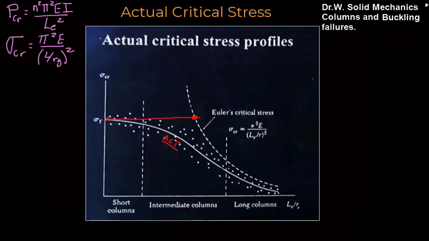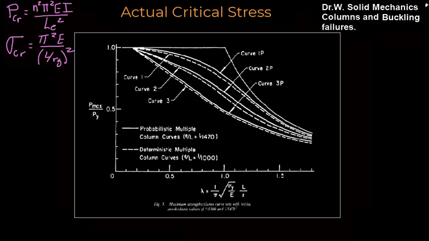And from that plot, we can break columns up into three types. Short columns, where the stress is P over A, they're going to get crushed rather than buckle. Intermediate columns, where both scenarios are likely. And then long columns, which follow our buckling relationship here that we've defined, along with a safety factor to pull us back a little bit. Here's a family of curves done experimentally by the American Steel Institute.